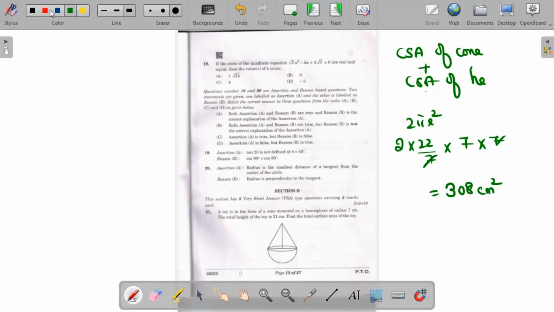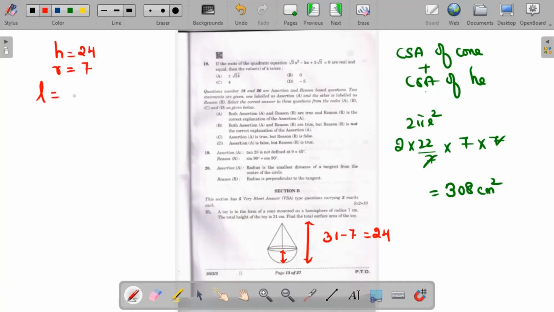Now we need to find out what is going to be the CSA of the cone. So first let's find out the height of the cone. The total height is given to be 31, of which this part is the radius of the hemisphere. So 31 minus 7 is going to be the height of the cone, which is equal to 24. So h is equal to 24. R is given to be 7.